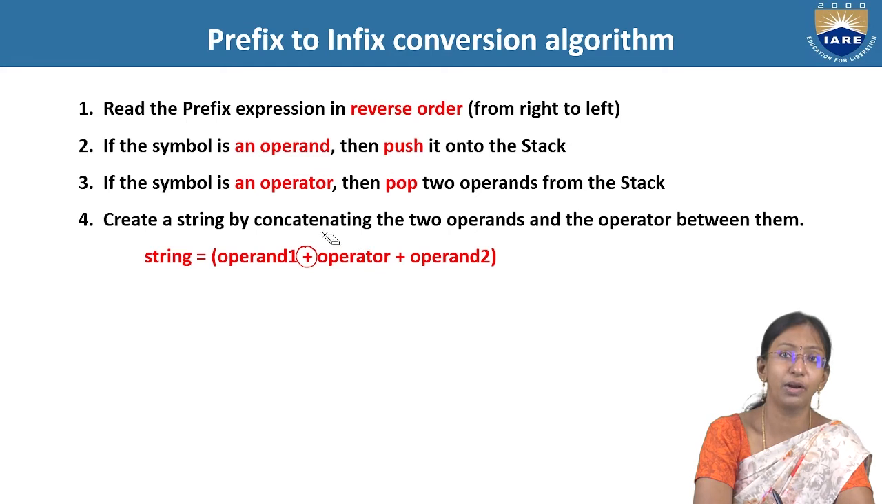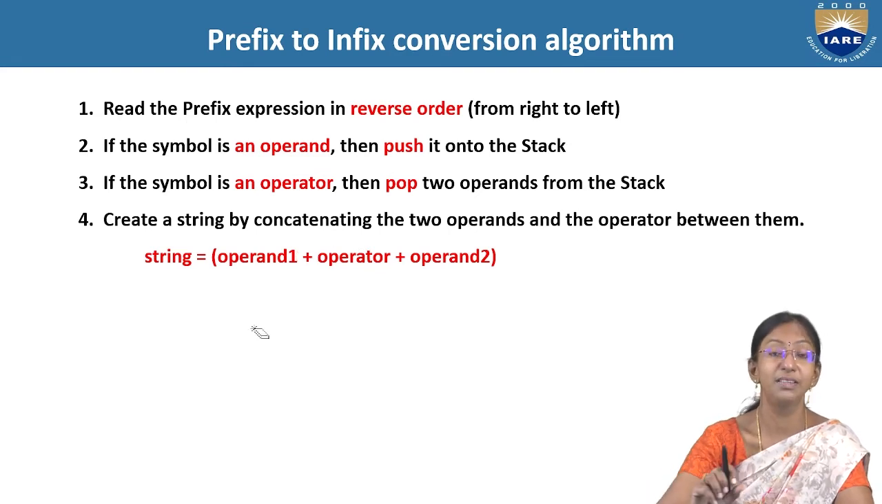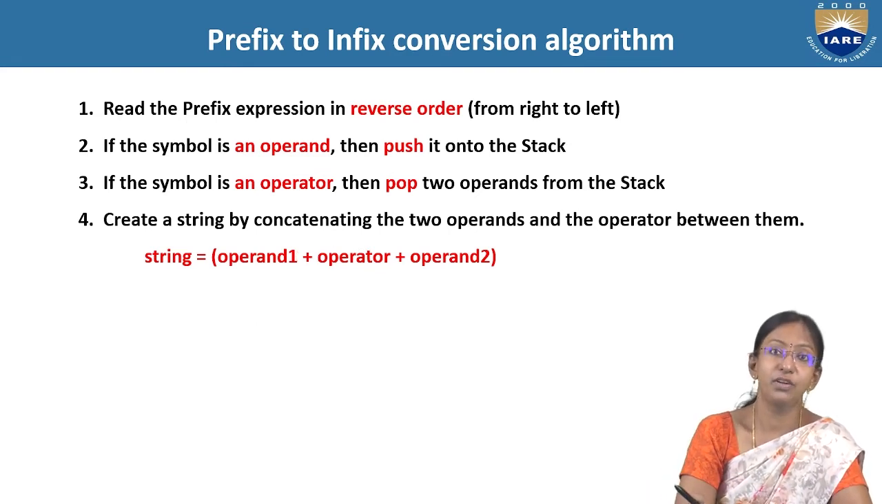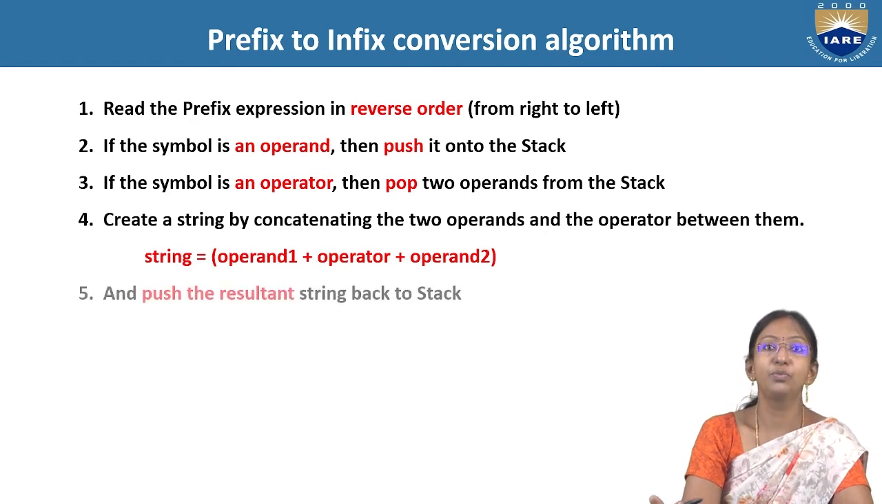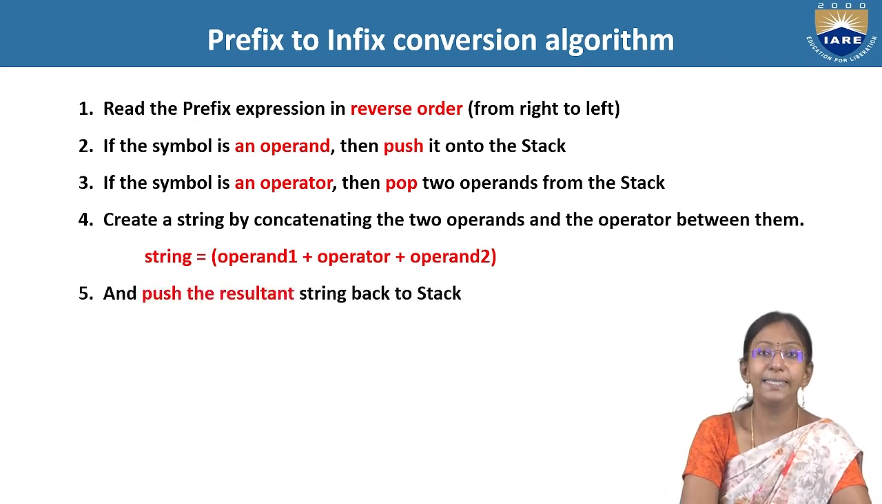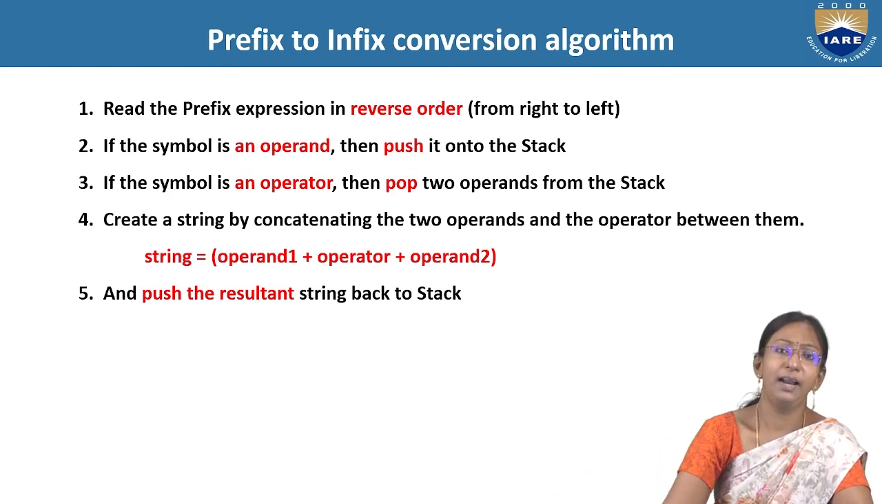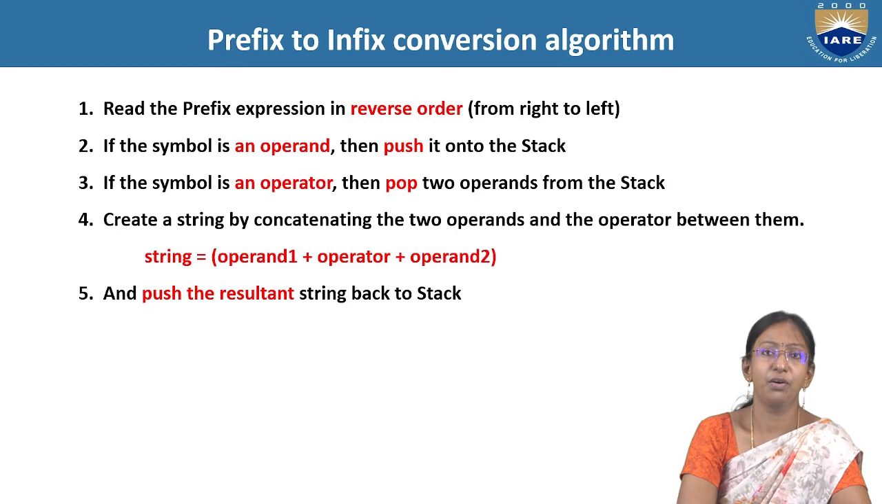Here the plus is nothing but a symbol of concatenation. It doesn't mean the addition operator. It means concatenation, and that partial result will be enclosed within brackets and the result will be pushed into the stack. So we are going to do this repeatedly. If it is an operator, pop two elements, concatenate, push the result. If it is an operand, simply push that operand into the stack. We repeat this until we come to the end of the string.